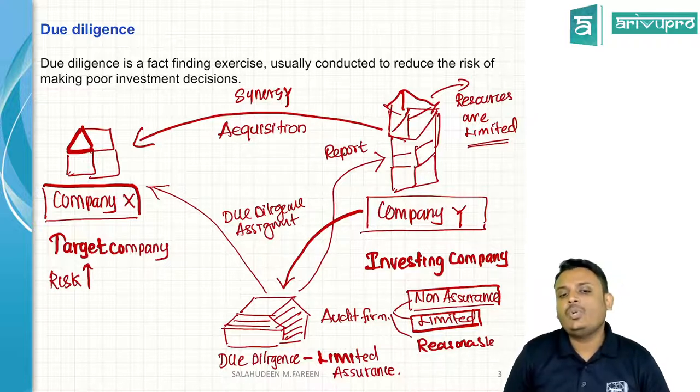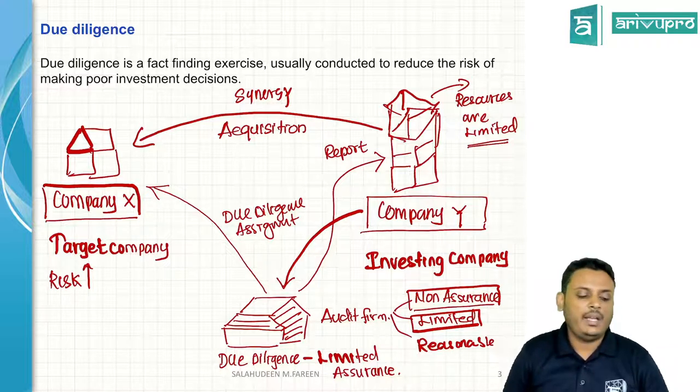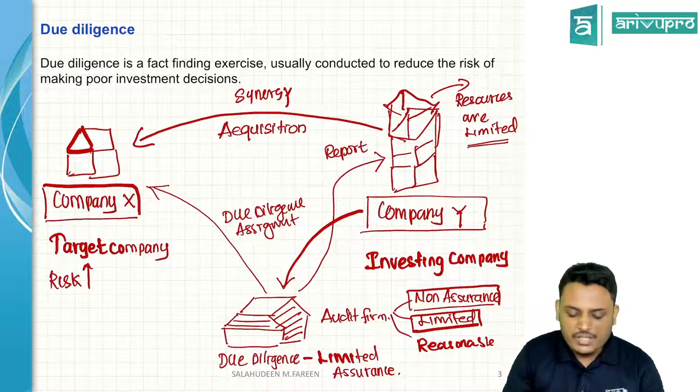So simply, due diligence helps to reduce the risk of making poor investment decisions. So who performs due diligence? Audit firms, in order to enhance the information about the target company. This is what general due diligence means.